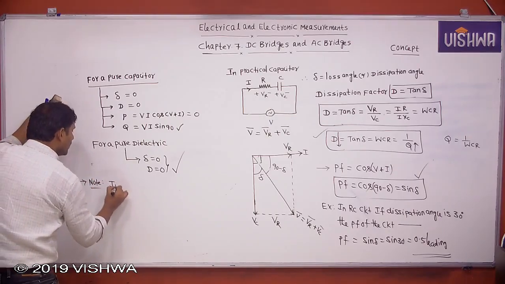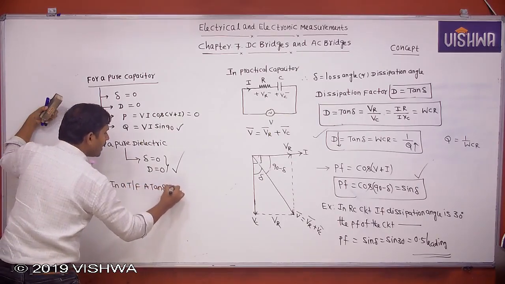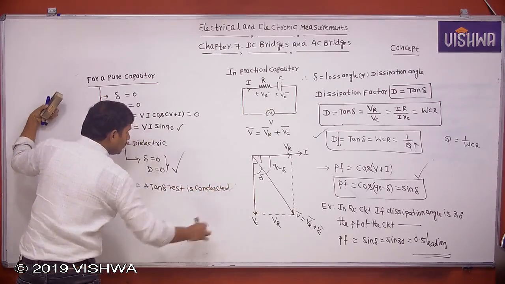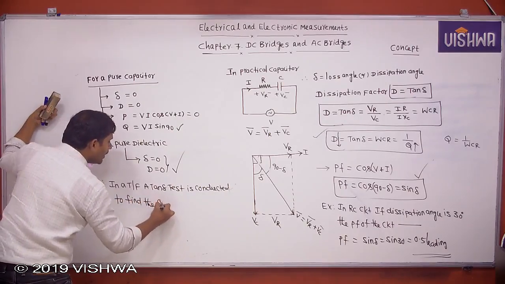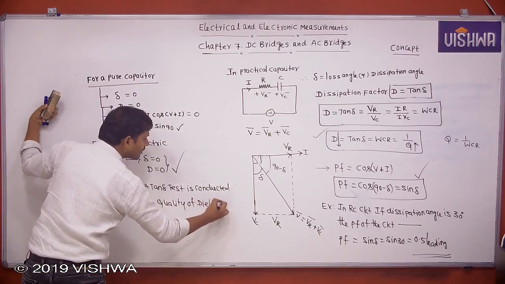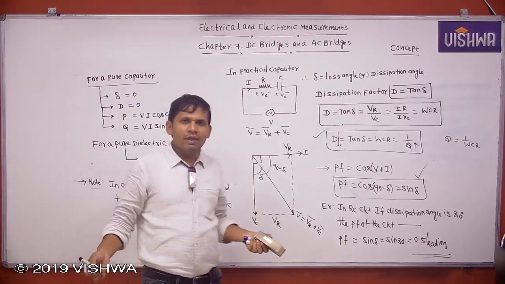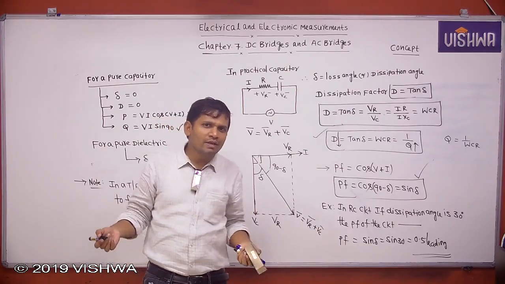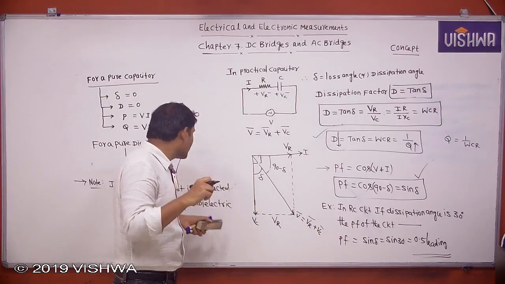In a transformer, a tan delta test is conducted to find the quality of the dielectric, to find the strength of the dielectric. We know that in a transformer we use transformer oil as a dielectric material. Even some solid insulation is also used as a dielectric material. If you want to find the strength of the dielectric material, we can conduct the tan delta test.